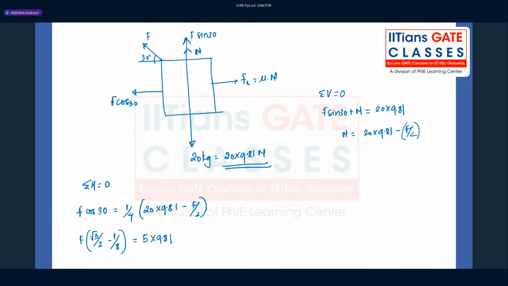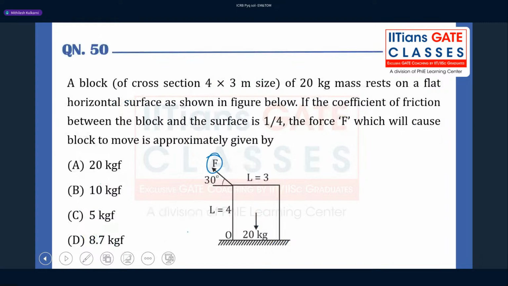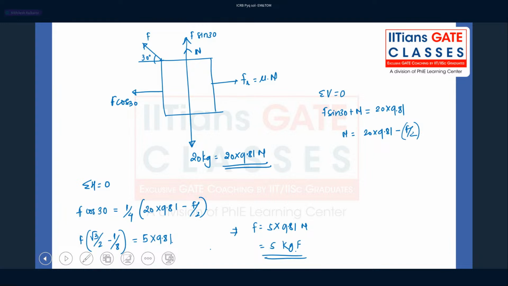So if we further simplify it, this part is almost equal to 0.99 something. Hence, you can say that F is equal to 5 into 9.81 Newton, or it will be 5 kilogram of force. Okay. If I go back, the options are not in Newton, it's kilogram of force. So option C is correct in this case.